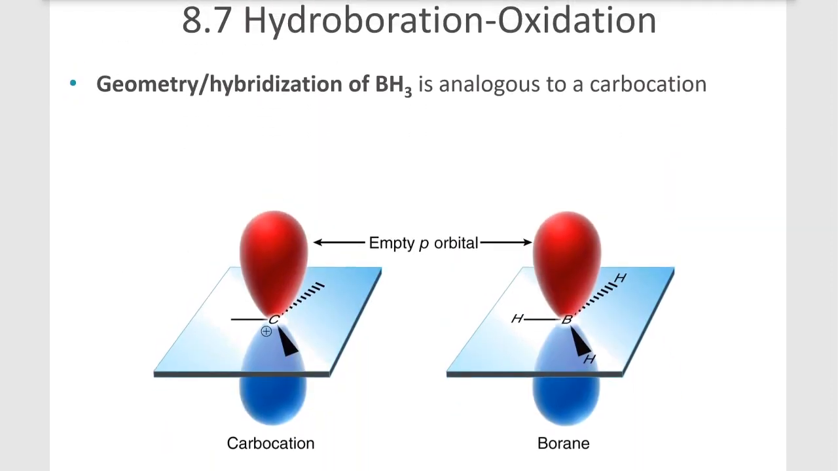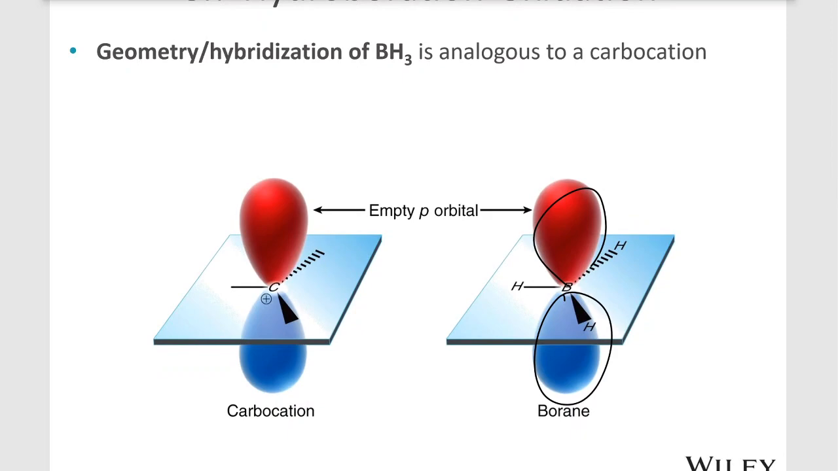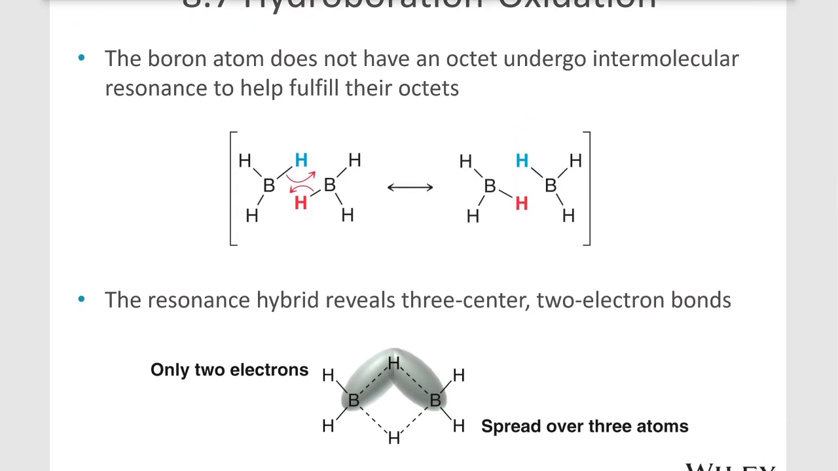Alright, so borane, or BH3, is very similar to a carbocation in that we have this empty p orbital that can accept a lone pair of electrons. And that's because borane is not very stable because it doesn't have a full octet. So since boron, in this case, does not have an octet, it undergoes this intermolecular reaction in order to stabilize itself, where we end up with this kind of resonance hybrid here where the borons are sharing 2 electrons between them in order to stabilize the system.